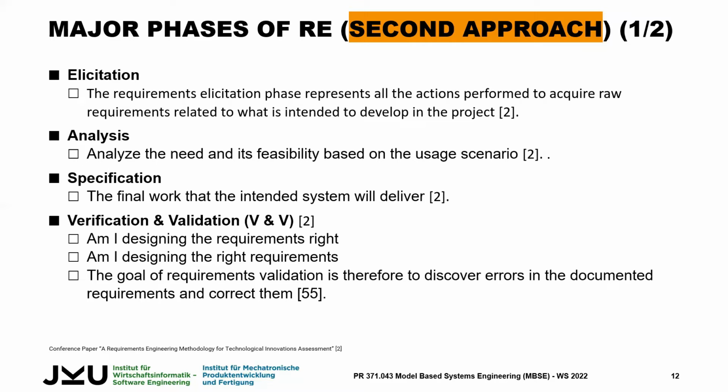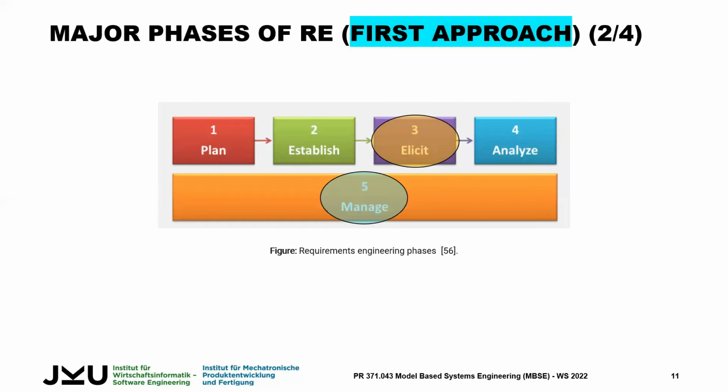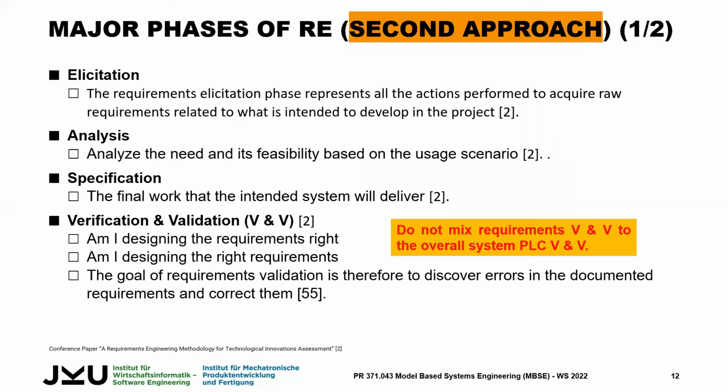Am I designing the requirements right? And am I designing the right requirement? So there is a specific difference between verification and validation. The goal of requirement validation is therefore to discover errors in the document and correct them. So this is actually the verification and validation. This is somehow related to the analyze part, you know. It is the same thing, but they're talking about it in a different way.